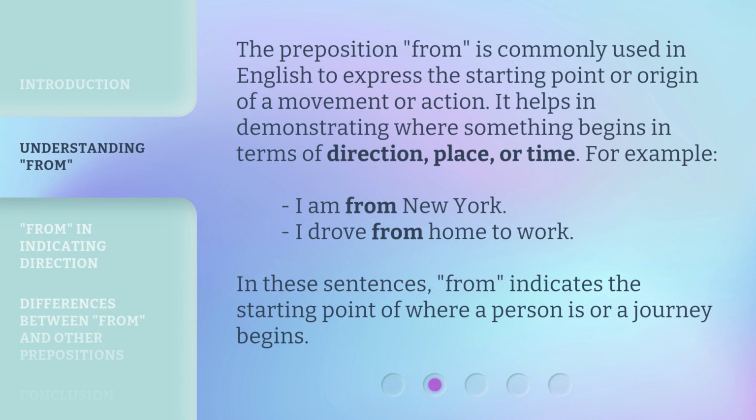The preposition from is commonly used in English to express the starting point or origin of a movement or action. It helps in demonstrating where something begins in terms of direction, place, or time. For example, I am from New York. I drove from home to work. In these sentences, from indicates the starting point of where a person is or a journey begins.